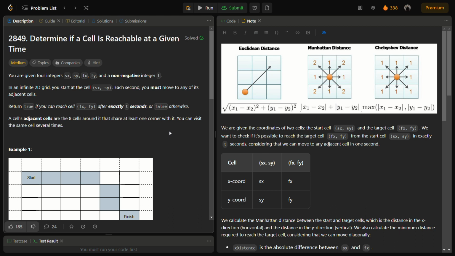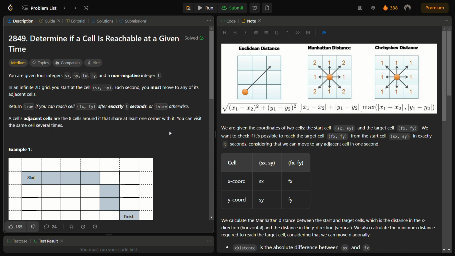This is the determine if a cell is reachable at a given time or not. This is a LeetCode medium and the number for this is 2849. So in this question we are given four integers sx, sy, fx and fy and a non-negative integer t. So sx and sy are the coordinates of the starting position and fx and fy are the coordinates of the finish position, and t is a non-negative integer, and we have to tell if we can reach from the starting position to the ending position in less than or equal to t time or not. And if we can reach, we have to return true, otherwise we have to return false.